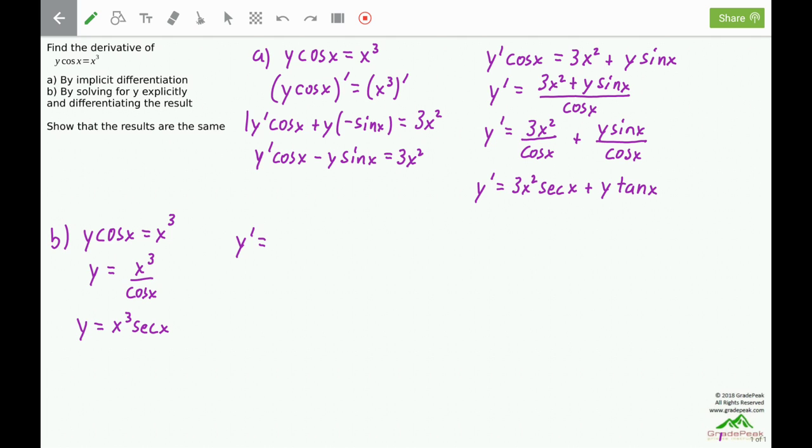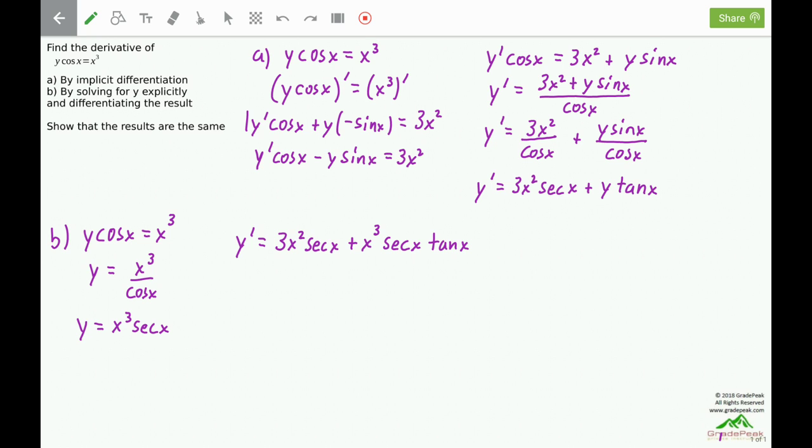Using the product rule, it'll be the derivative of the first. That'll be a power rule. Bring the power down, subtract 1 from it, leave the second alone, plus the first left alone times the derivative of the second. The derivative of secant of x is secant tangent of x. So there's our y prime explicitly.